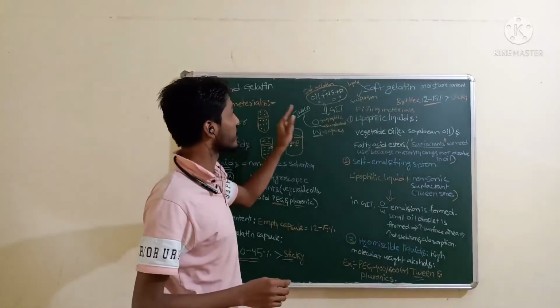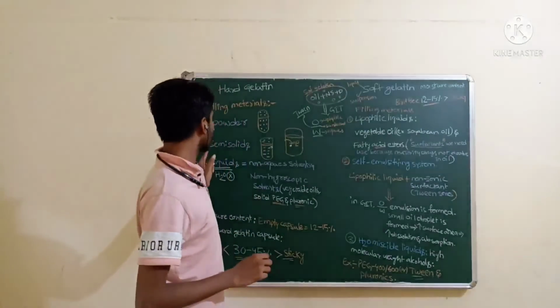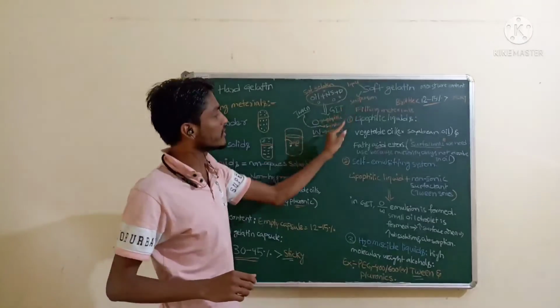So this is about hard gelatin and soft gelatin capsule filling materials: powders, semi-solids, liquids. Here we are using majorly the liquids only.